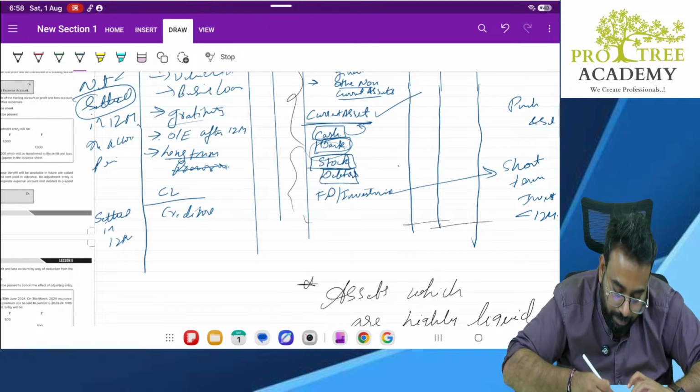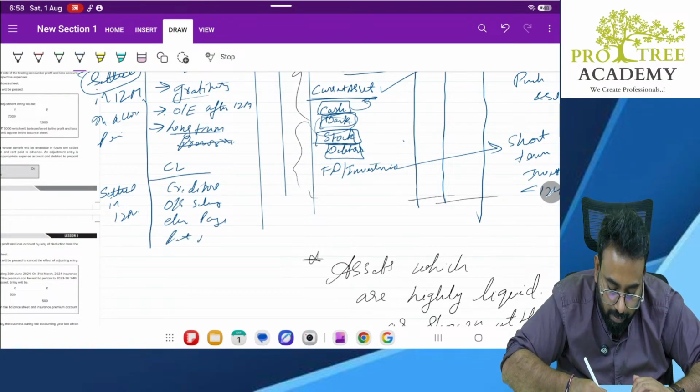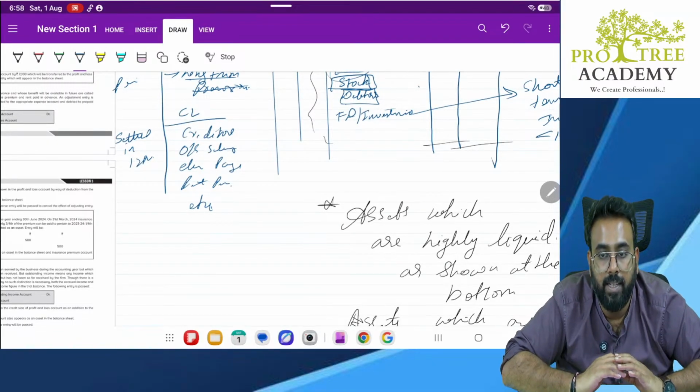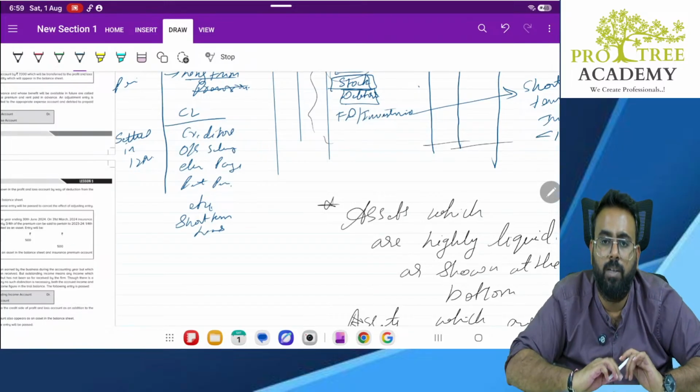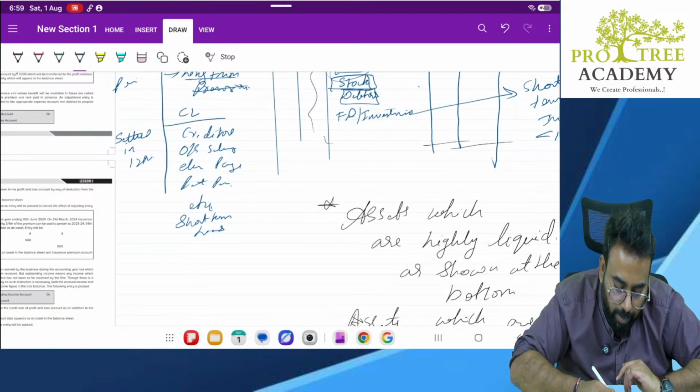Okay. Then outstanding salary, electricity payable, rent payable, etc. All these things can come under current liability. Any short-term loans? Sir, what do you mean by short-term loans? Say, for example, I have taken loan only for 3 months, 6 months or 12 months. All those things will come under current liability.